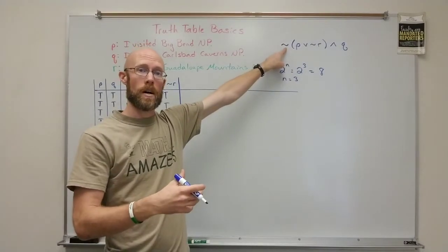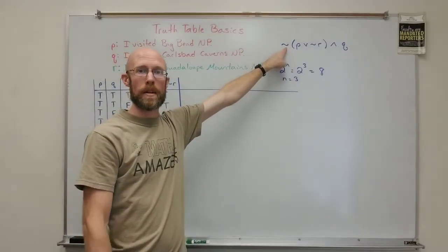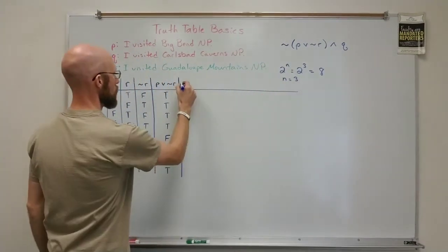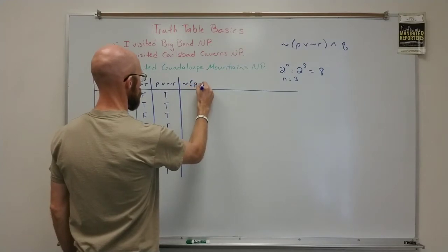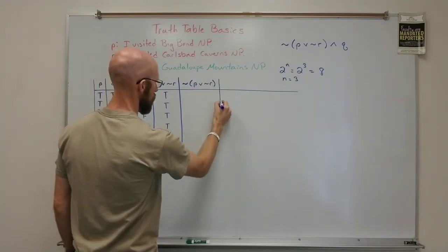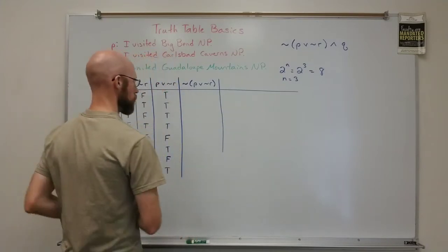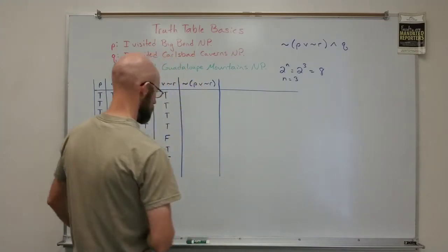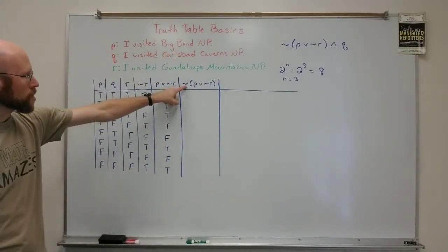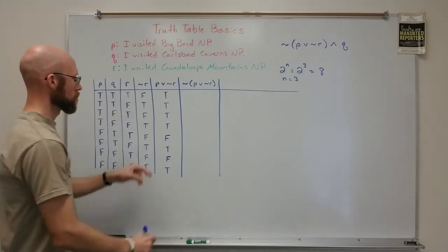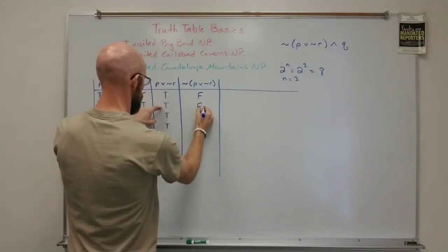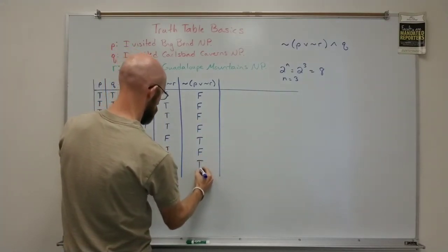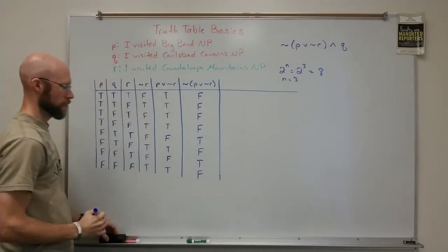Next, I'm going to negate that, right? The next most dominant connective will be this negation on the outside of the parentheses. So I want not P or not R. Oops, boy, my vertical line became very non-linear. Something like that, okay? So now I want the negation of the previous column. So we're going to have false, false, false, false, true, false, true, false. Okay.